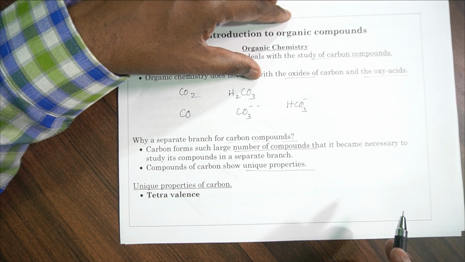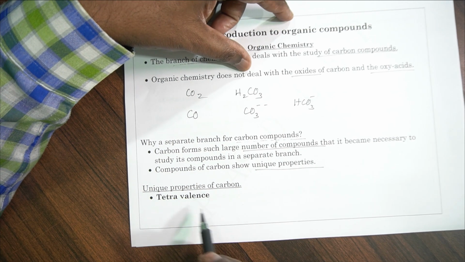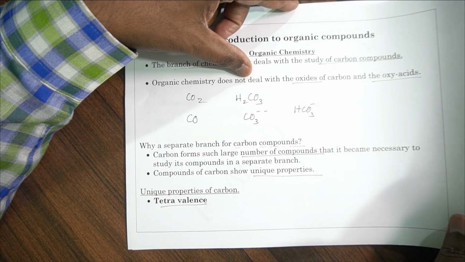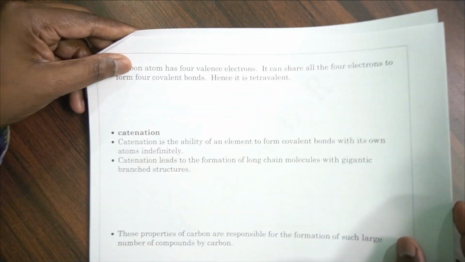Now, some unique properties of carbon. There are two properties which exclusively belong to carbon. Number one is the tetravalence. Tetravalence means having a valence or combining capacity of 4. Carbon can form 4 bonds, 4 covalent bonds.